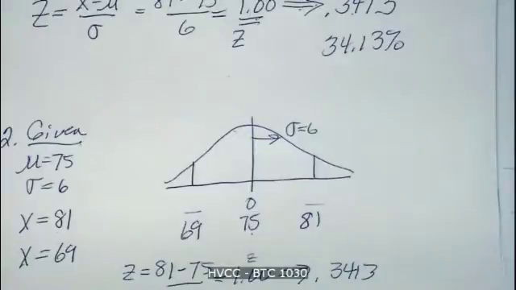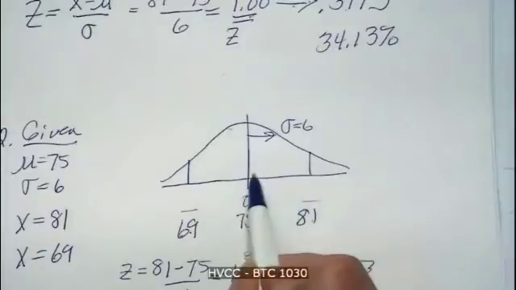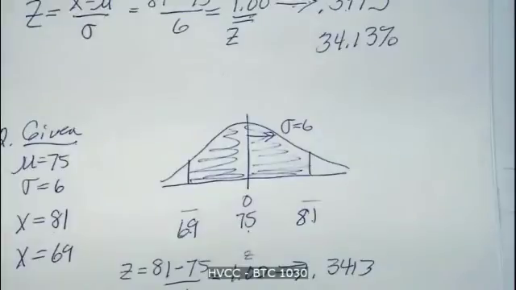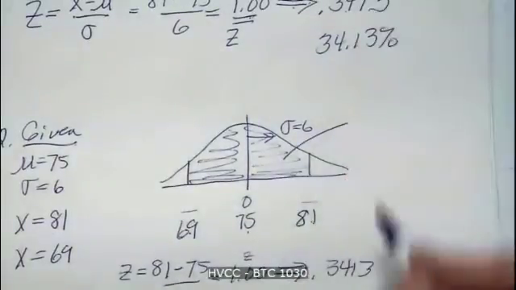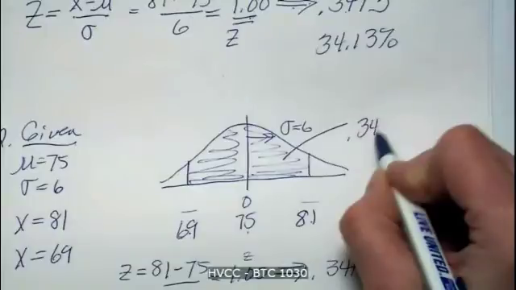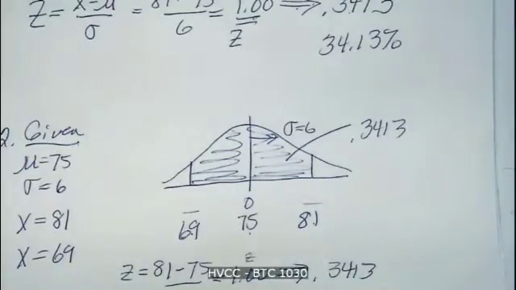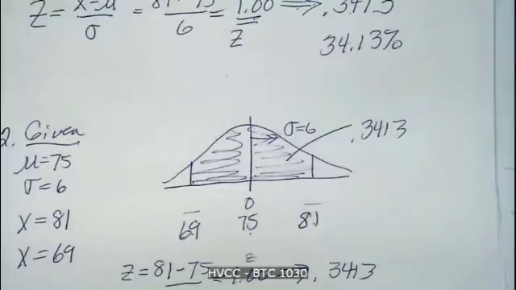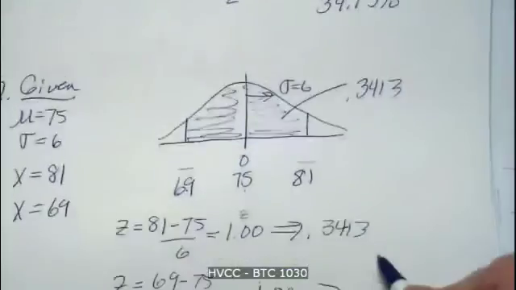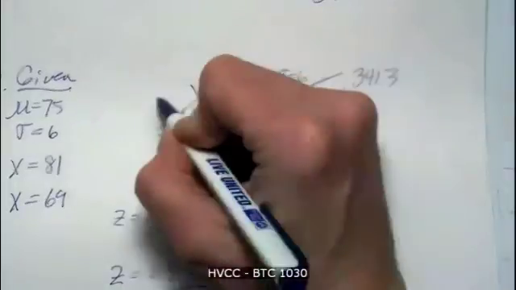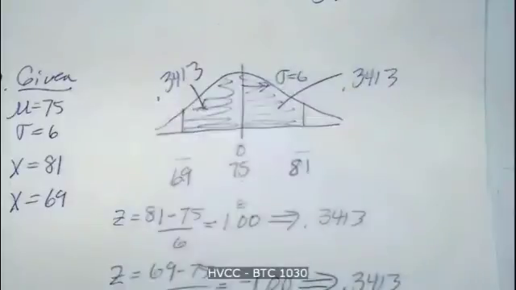Okay, again, one important step I did not do. We're looking for 69 to 81. So we shade this area and this area. So this area, as we did from the previous problem, is still 3413. If we calculate z for 69 to 75 over 6, lo and behold, we get a negative 1.00. We don't have to worry about the negative right now, and we get the same exact percent. So this percent is 3413. Okay?